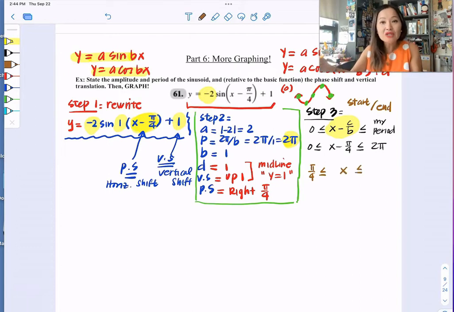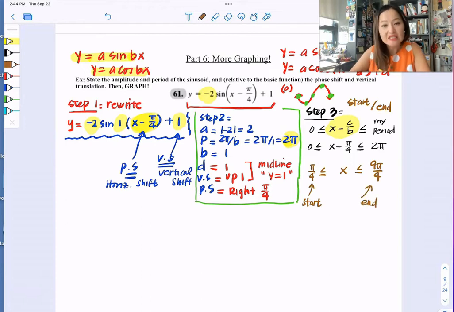Well, I need the common denominator, but I know that 2 pi over 1 is the same thing as 8 pi over 4, which is going to be 9 pi over 4. Because I added pi over 4 to both sides. I added pi over 4 to here, and I got this. And here is my start. My graph starts here. My graph ends here.